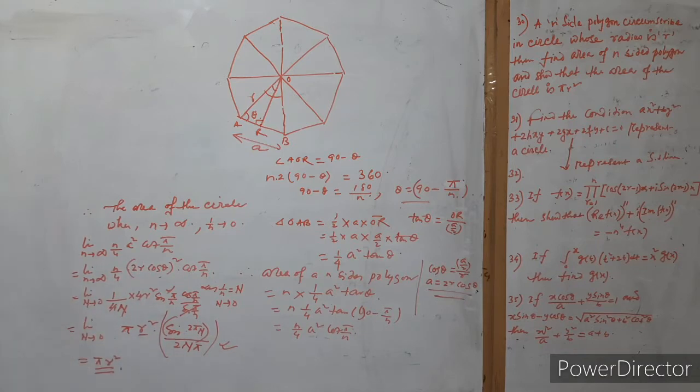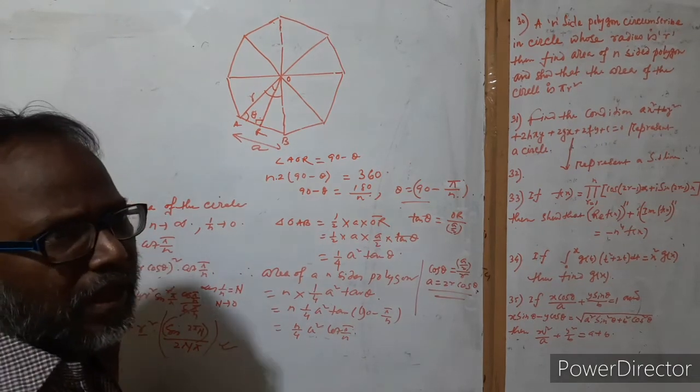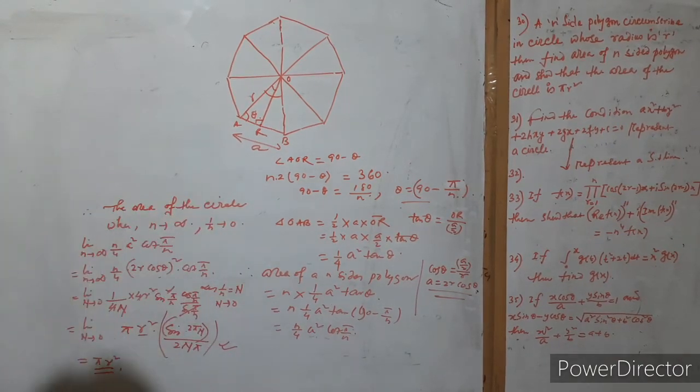Okay, so this is the area of the circle geometrically from the inside polygon, and this is the area of the inside polygon. When the number of sides n tends to infinity, it forms a circle, and then the area of the circle is pi r square. Okay, so it is a very interesting question. Okay, now for the 31st.